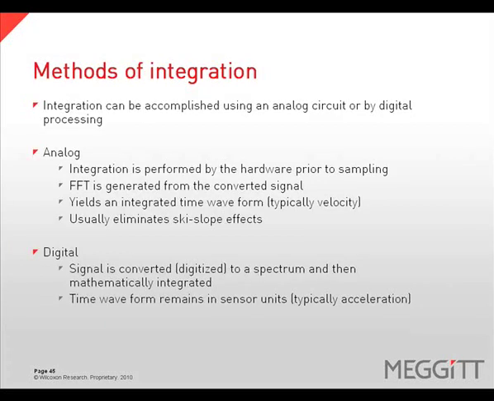There are 2 ways to accomplish integration: using an analog circuit or by using a digital process. With an analog circuit, the integration is performed by hardware prior to sampling. The FFT is generated from the converted signal. This method yields an integrated time waveform as well, typically velocity. Using an analog circuit usually eliminates the ski slope effect.